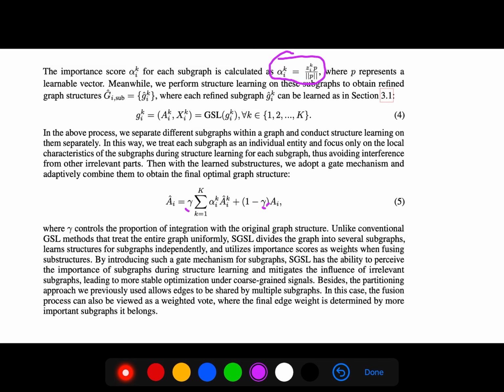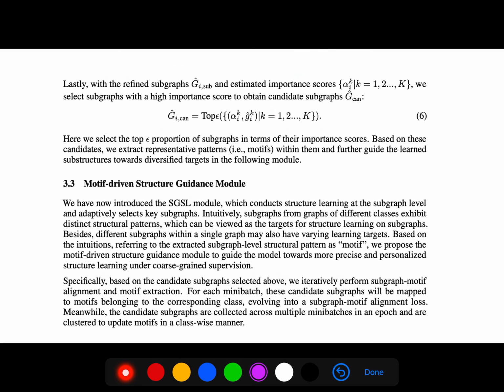Besides, the partitioning approach we previously used allows edges to be shared by multiple subgraphs. So with the refined subgraphs G sub i and estimated importance scores, we select subgraphs with a high importance score to obtain candidate subgraphs.